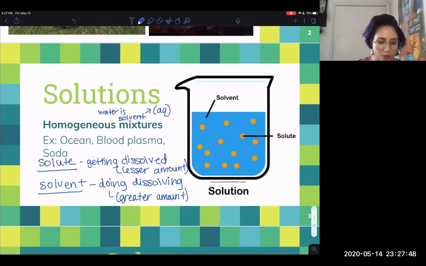We call water the universal solvent because it dissolves a lot of things. Mostly it dissolves a lot of ionic compounds because of its polarity. It can dissolve a lot of stuff. So just a few terms for solutions.